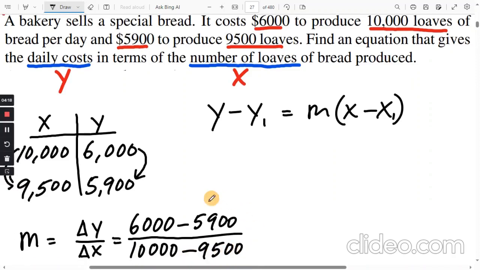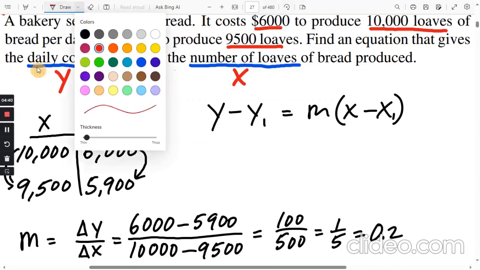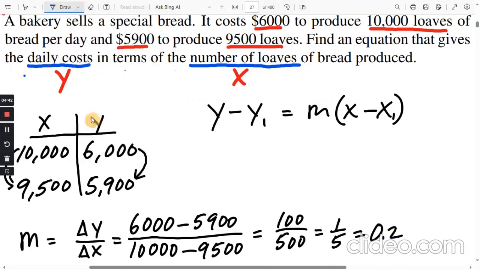All right, so you can use a calculator. I can do this manually. Numerator, subtract, that's 100. Denominator, subtract, that's 500. Okay, and that's just 1/5. Or you can use 0.2. Either one works. All right, and now for the point slope form, we have to plug in a point for x1 and y1. We can choose either one.